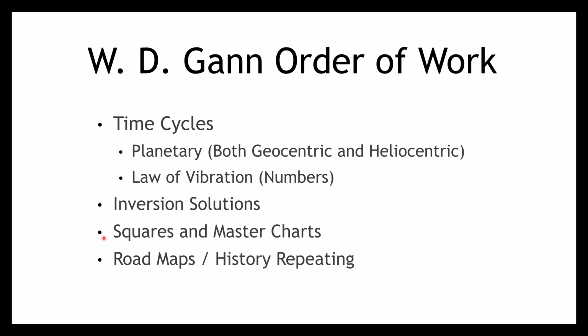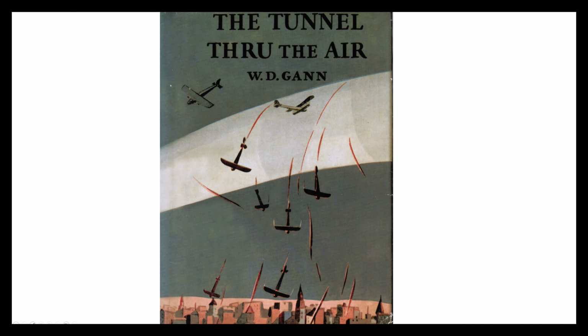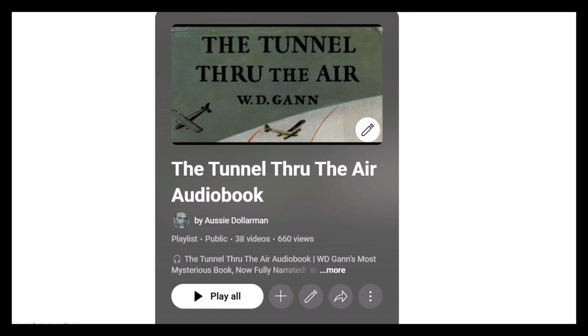But in order to get there, you've got to have the time cycles done first. There is a quick method to that where you can get them set up reasonably quickly. But if you want them done accurately, it does take some time and you will need to solve the inversions. Now, Gann never taught all of this stuff. He did code it and put it in the book, The Tunnel Through the Air. And I've recorded an audiobook of that on the site if you want to listen through that and try and do some decoding yourself.